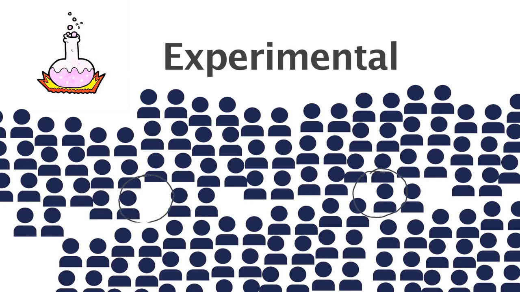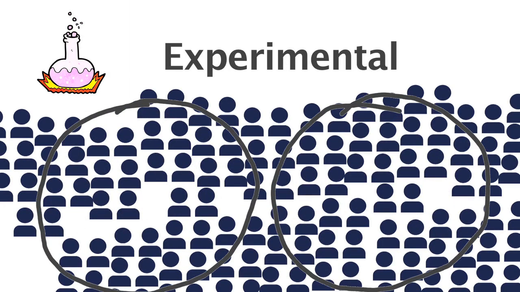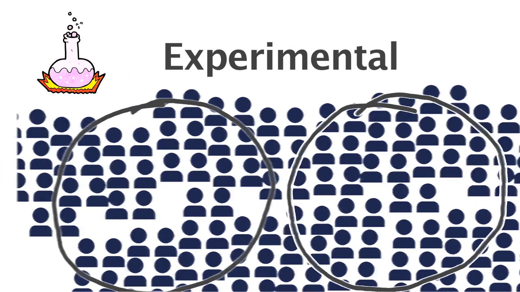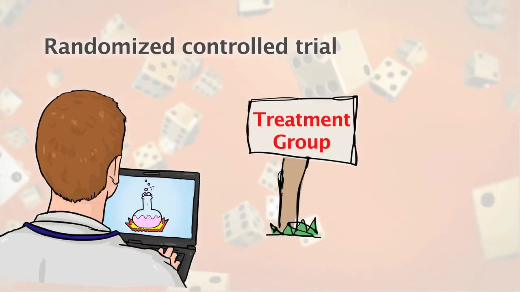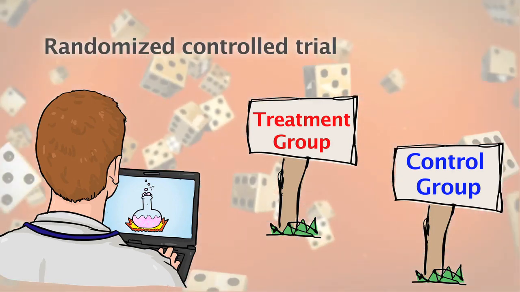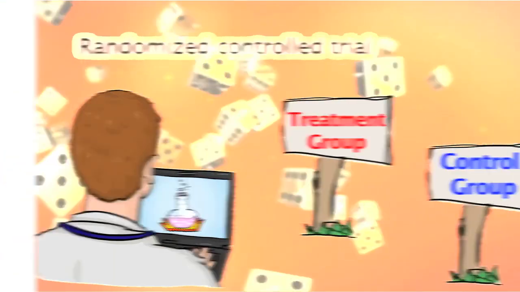In contrast, experimental and quasi-experimental studies seek to randomize subjects into groups to maximize statistical balance. A prime example of an experimental study is a randomized controlled trial, with subjects randomly assigned to either a treatment group or a control group.